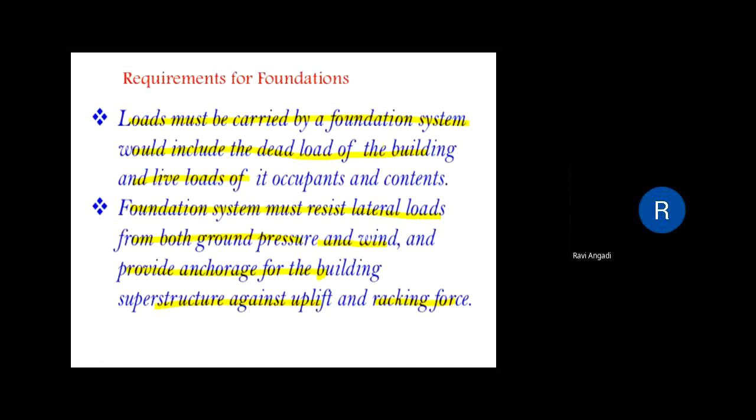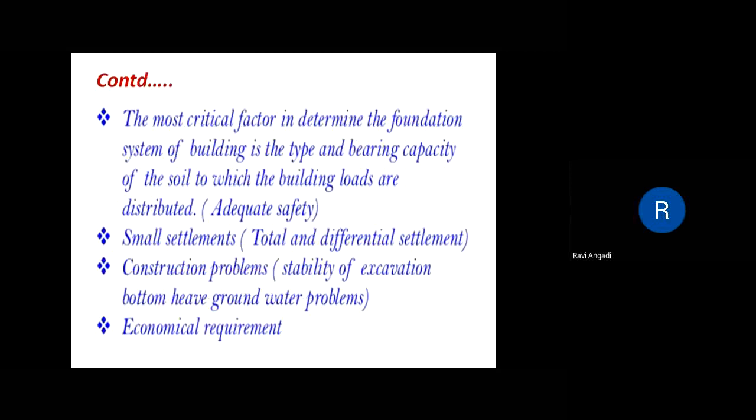So these are the requirements. And continuing with the requirements, the most critical factor in determining the foundation system of the building is the type and bearing capacity of the soil. It's very important, and I'm stressing again: the type and bearing capacity of the soil. That is one of the requirements to design the foundation, through which the building loads are distributed.